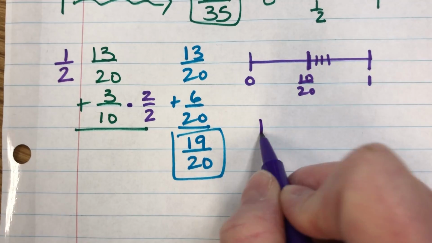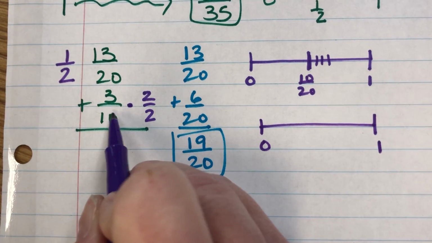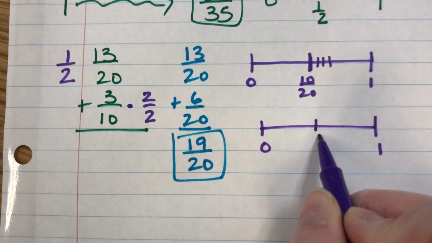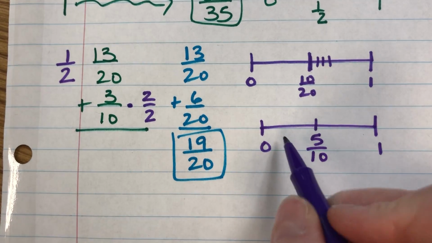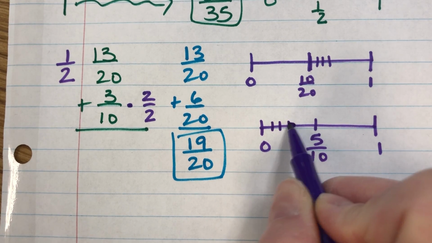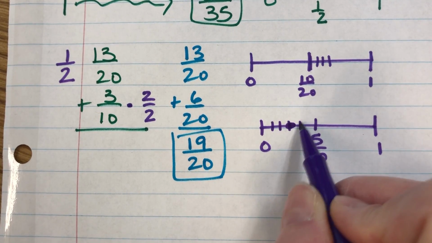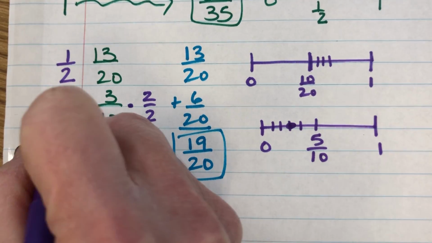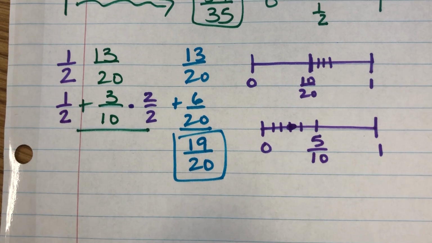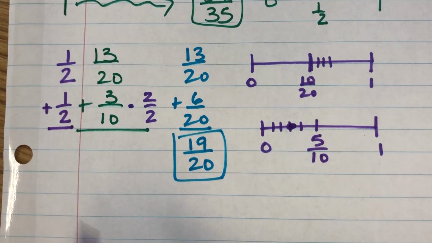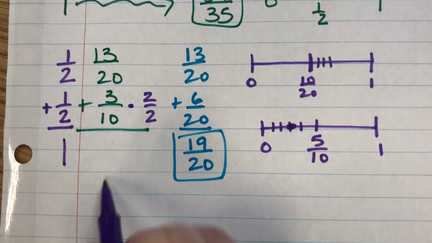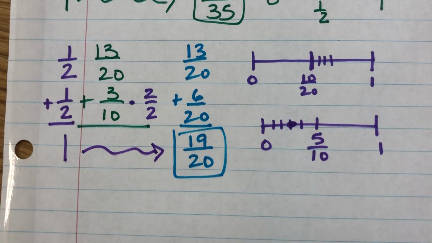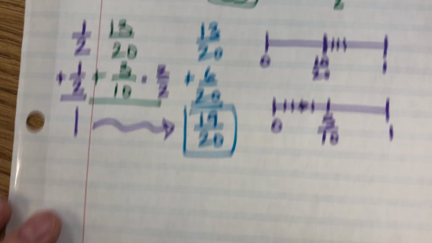When you have 3/10, I have 0, I have 1. If I'm dealing with tenths, the halfway mark would be 5/10. 3/10 would be right here, which is only 2 away from 5/10, but it's 3 away from the 0. So 3/10 would actually be closer to 1/2. So my estimate, I would take 1/2 plus 1/2, which is 1. And is 1 really close to 19/20? Yes, it is very, very close to 19/20. All right, let's do another one.